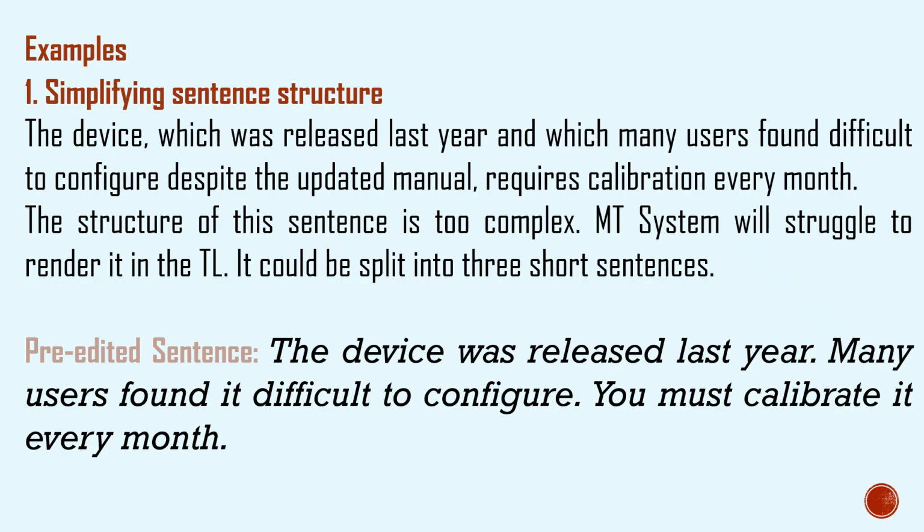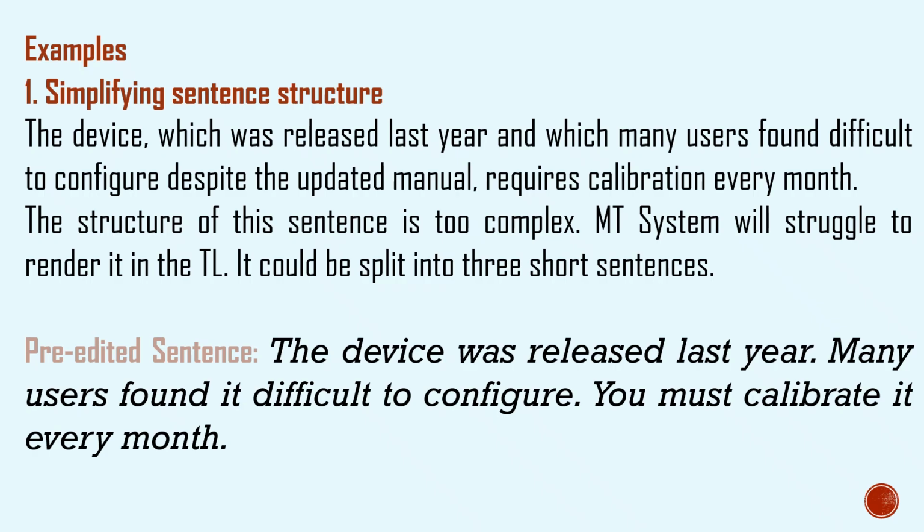In this example, which reads, "The device, which was released last year and which many users found difficult to configure despite the updated manual, requires calibration every month," this sentence is heavy, deeply embedded, and syntactically dense. Machine translation systems struggle with such structures because they must disambiguate multiple clauses at once. If we split the sentence into 3 short, complete clauses, the machine translation engine produces far more reliable results.